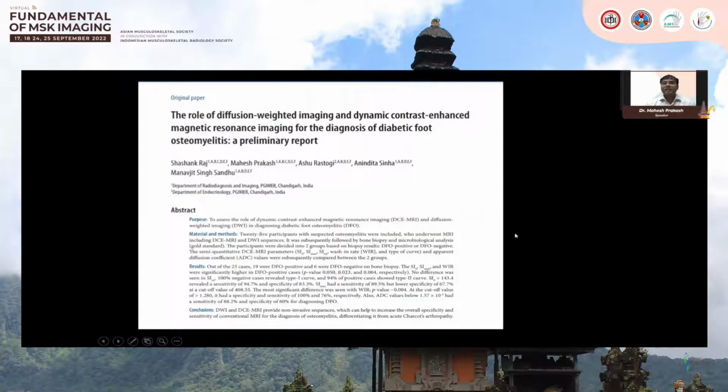We have also done one study here in our department. We used diffusion weighted as well as dynamic contrast enhanced MRI to differentiate diabetic osteomyelitis from Charcot arthropathy. And in our study, we found that the value of both diffusion as well as perfusion imaging is quite good and can increase the efficacy of MRI to differentiate Charcot arthropathy versus diabetic osteomyelitis.